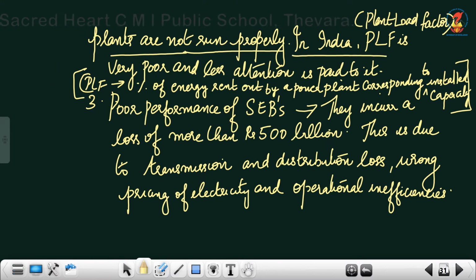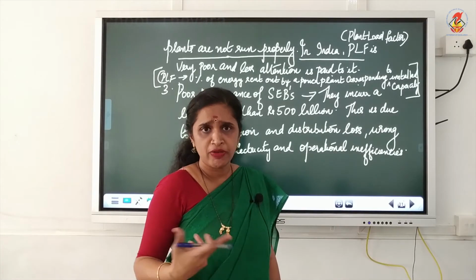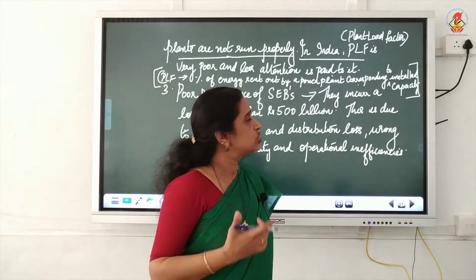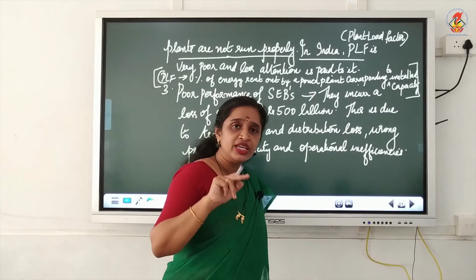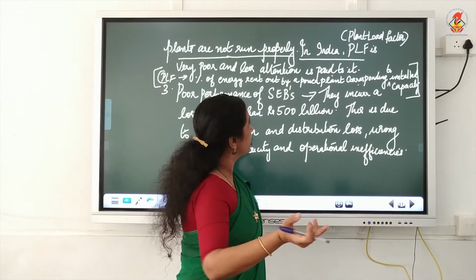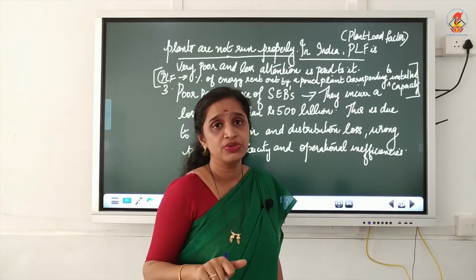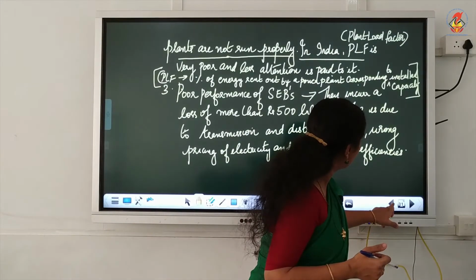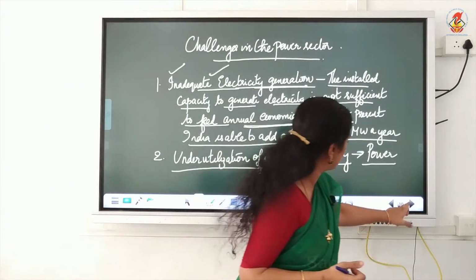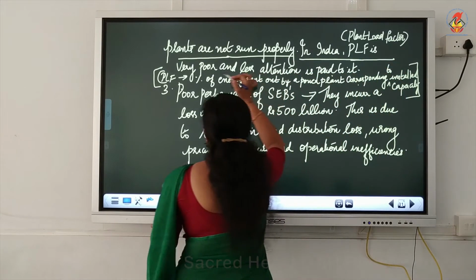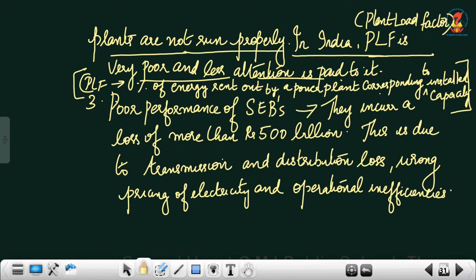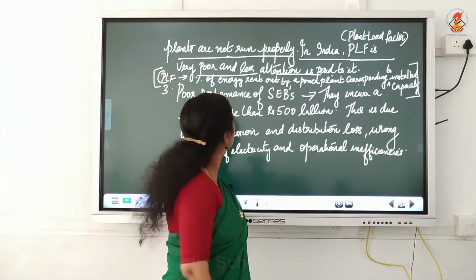Example for that, in India, PLF. What is meant by PLF? Plant load factor. Power plants are being installed, right? So, installed capacity is not properly utilized, and some of the plants are not able to have efficient productivity. That is the problem. Here, in India, the plant load factor is very poor and less attention is paid to it. What is meant by this plant load factor?